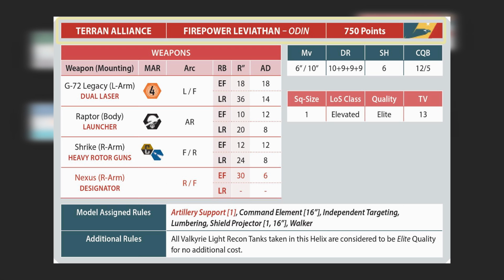In the top row, in the top left hand corner, first of all you've got the faction, which in this case is Terran Alliance. Next to that you've got the type of model that it is, in this case Firepower Leviathan. Next to that you've got the class of the model, which in this case is the Odin class. And next to that you have the number of points that it will cost you to take this model in your army. Finally on the top row we have a small part of the faction logo. On the next row we've got weapons and stats. We'll look at the weapons in a moment, so let's have a look at the stats first.